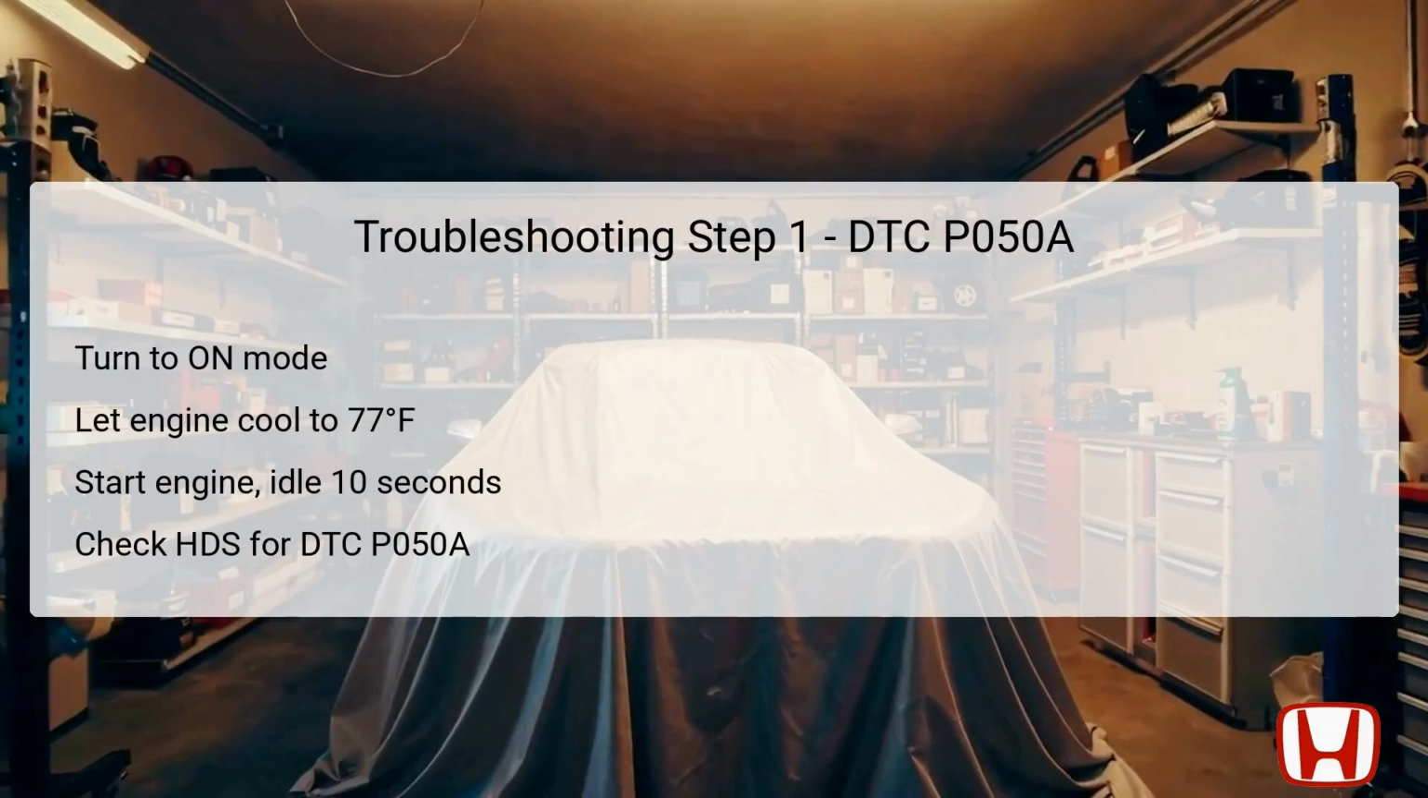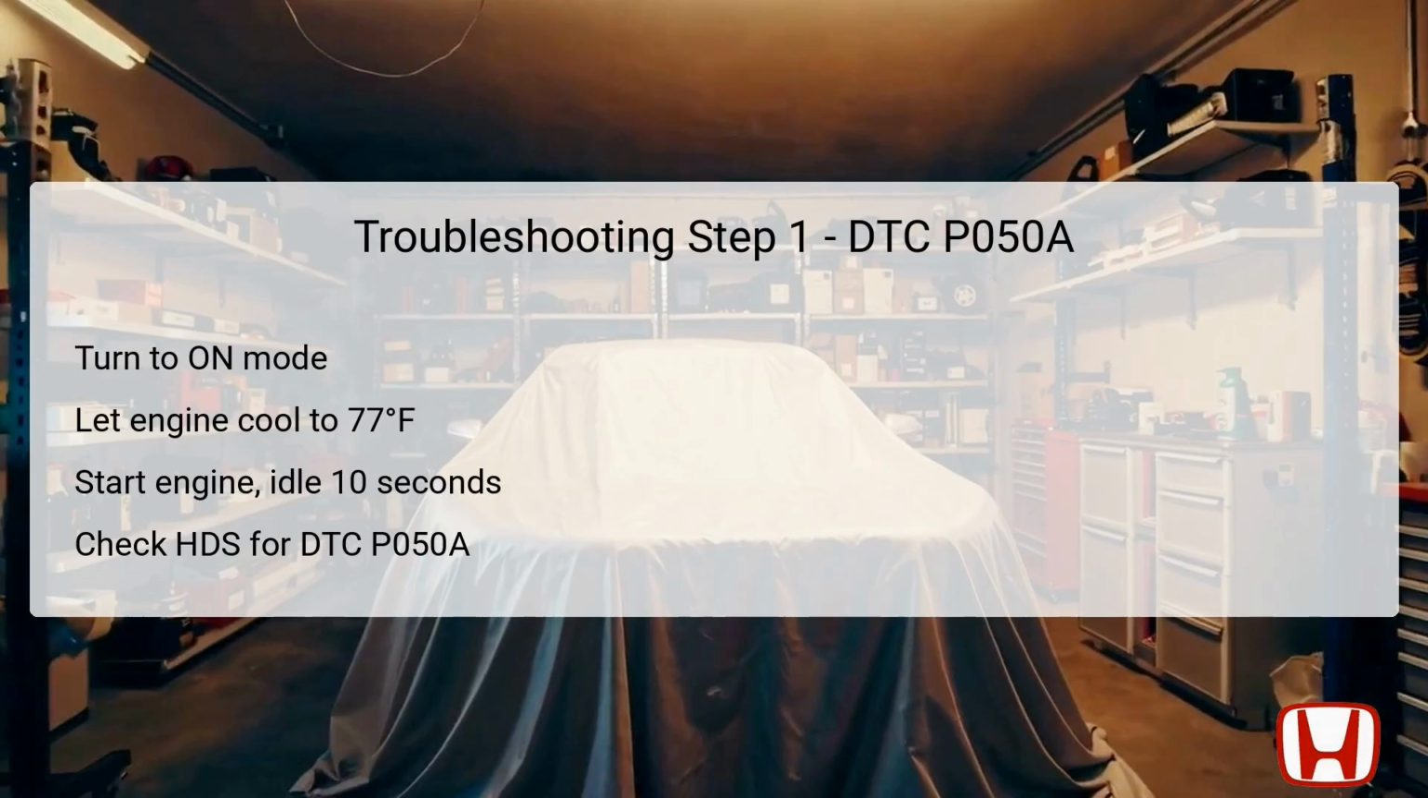The first troubleshooting step involves setting the vehicle to the on mode, activating the electronic systems without starting the engine. It's essential to ensure that the engine is cooled down to a temperature of 77 degrees Fahrenheit, approximately 25 degrees Celsius or less, for accurate readings. Cooling the engine allows for a more accurate assessment of the actual airflow and ensures that the sensors function correctly.